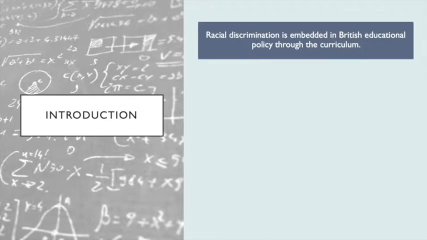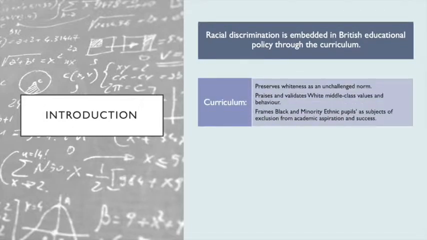In this video, I will argue that racial discrimination is embedded in British educational policy through the current education curriculum. This is a curriculum that preserves whiteness as an unchallenged norm and contains a hidden curriculum that praises and validates white middle-class values and behaviours. In addition, this hidden curriculum frames Black and minority ethnic pupils as subjects of exclusion from academic aspiration and success. All of these factors result in racial inequalities of outcome in education.